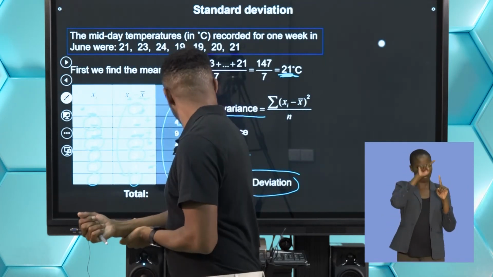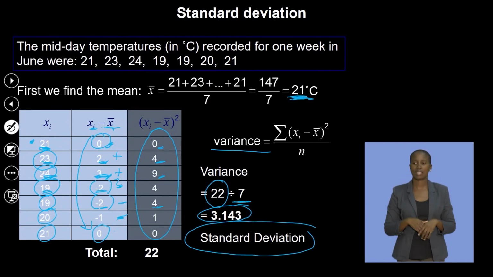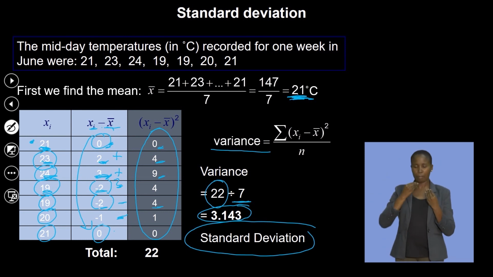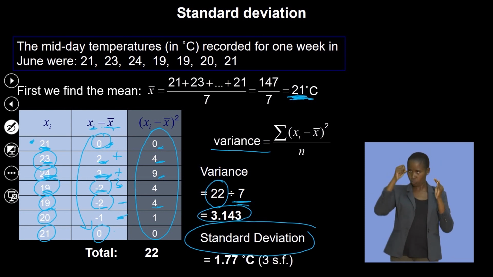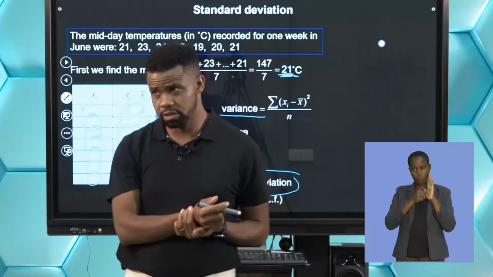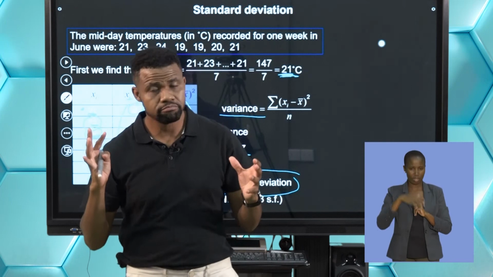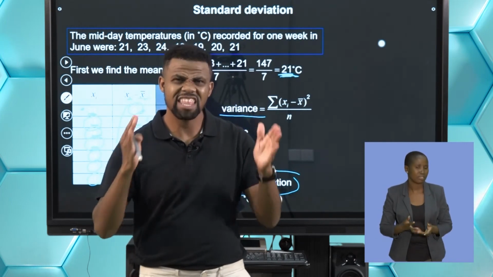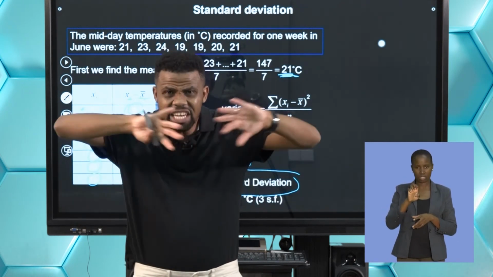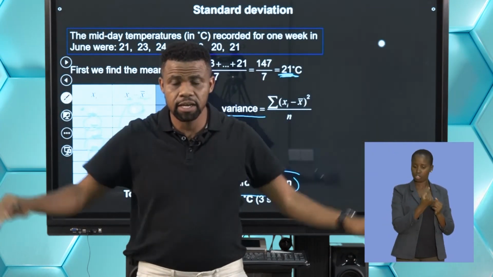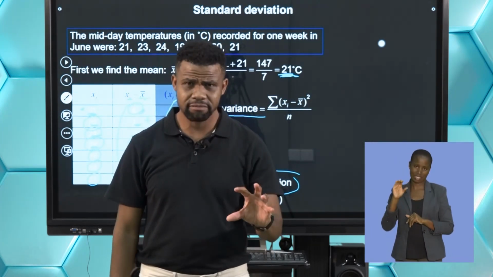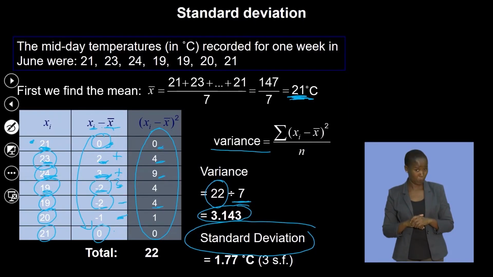So 3.143 is the variance. We take the square root of that to get the standard deviation. If we do that, we get 1.77 degrees Celsius. What does that mean to us? That the average deviation of each and every piece of data is 1.77 degrees Celsius. Hope this makes sense. Standard deviation.